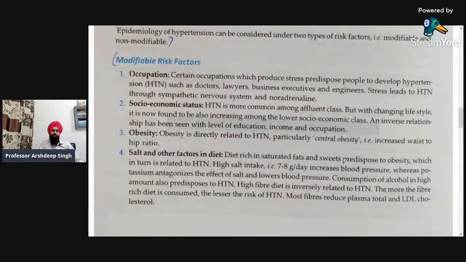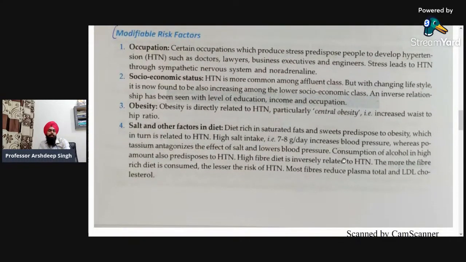Certain occupations which produce stress predispose people to develop hypertension, such as doctors, lawyers, business executives, and engineers. So these are the persons in occupations that are at risk of having hypertension on a priority basis. Different techniques have to be used to manage the cases in these types of occupations. Second is the socioeconomic status.